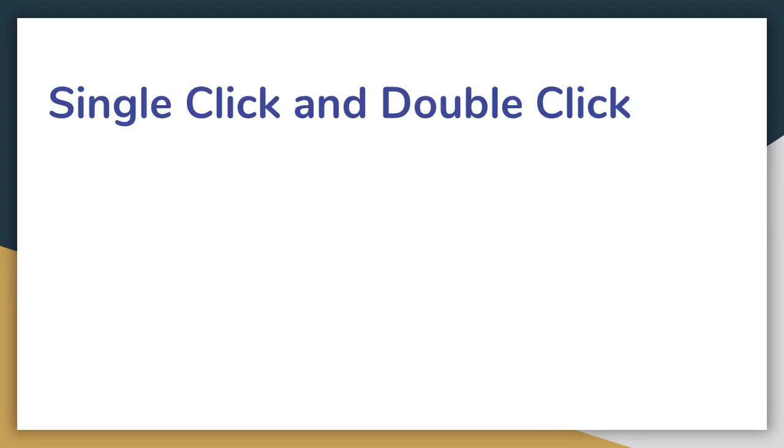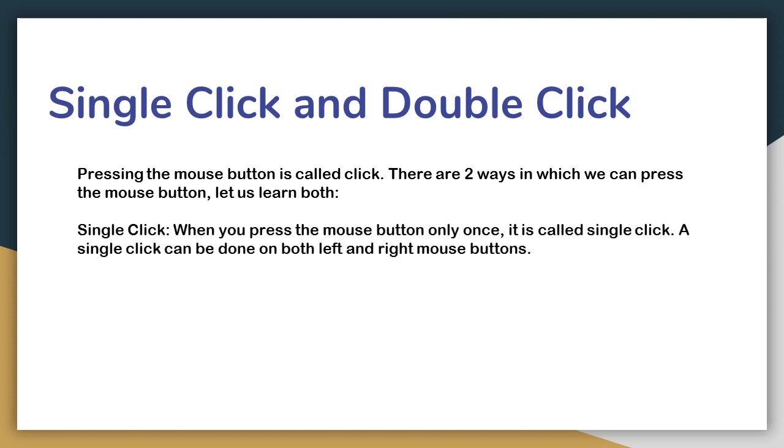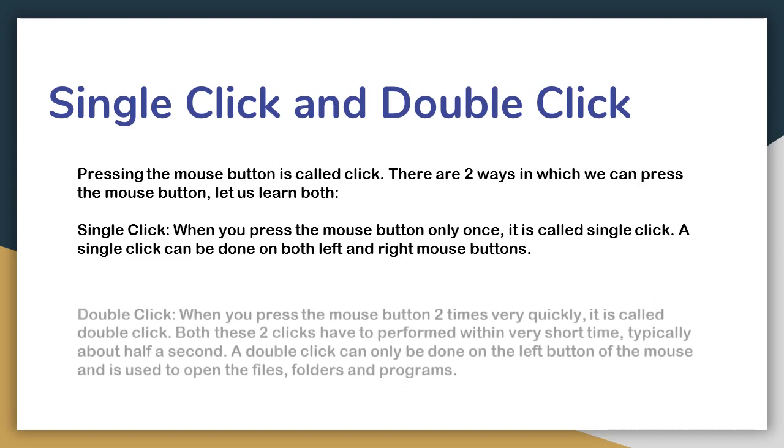Single click and double click. Pressing the mouse button is called click. There are 2 ways in which we can press the mouse button. Let us learn both. Single click. When you press the mouse button only once, it is called single click. A single click can be done on both left and right mouse buttons.